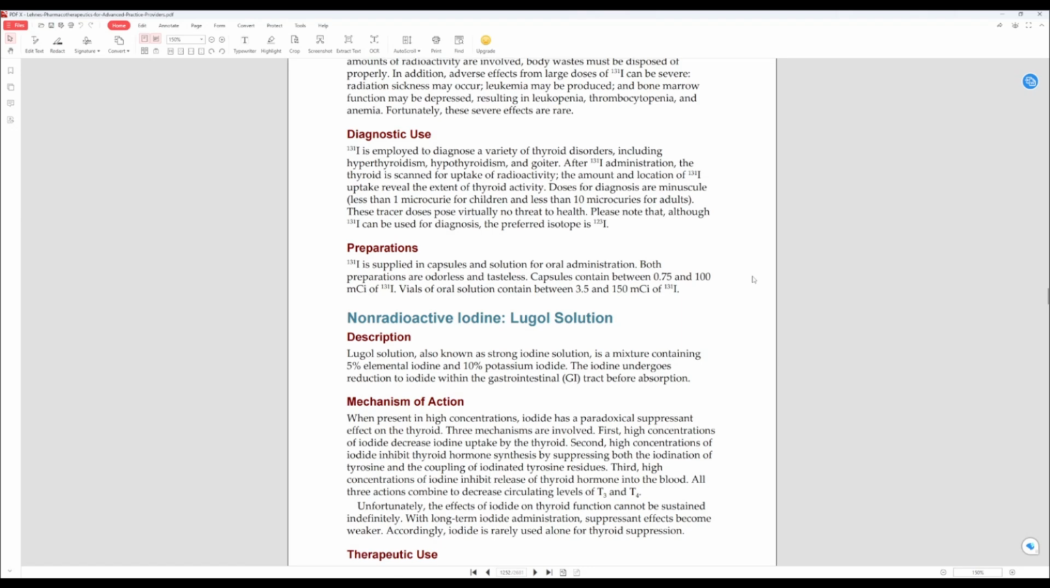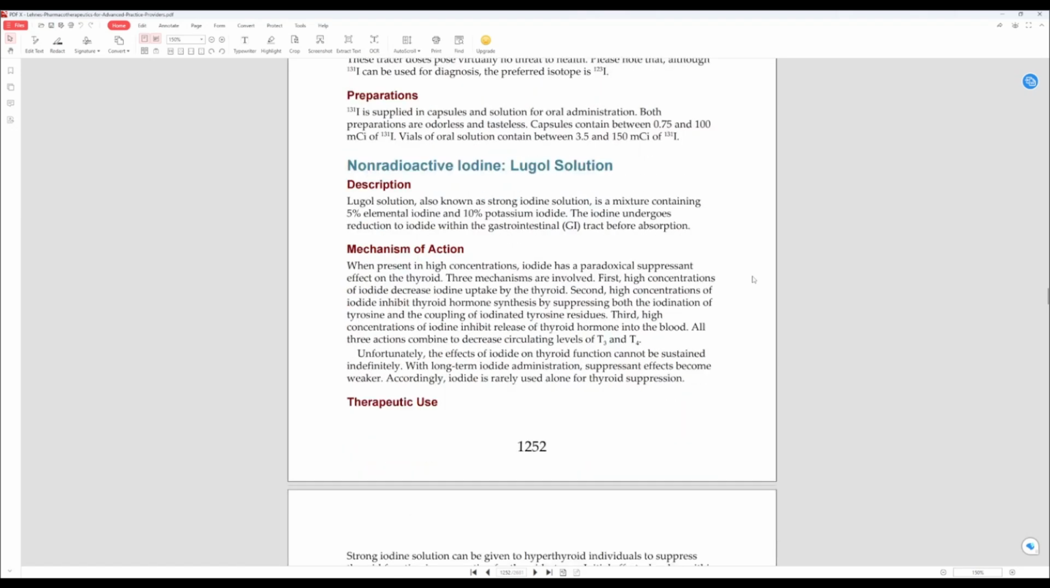Its preparation, therefore: iodine 131 is supplied in capsules and solution for oral administration. Both preparations are odorless and tasteless. Capsules contain between 0.75 and 100 mCis of iodine 131. Vials of oral solution contain between 3.5 and 150 mCis.